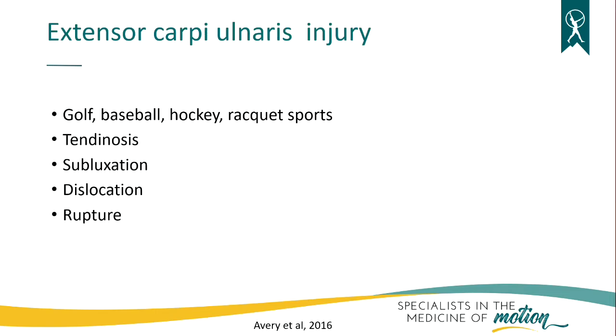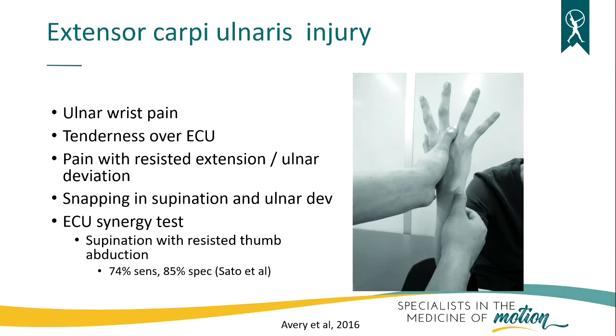The ECU tendon is more commonly aggravated in racket-type sports or baseball or hockey, and you may see a full spectrum of tendinitis or more degeneration. You may see subluxation, where the retinacular sheath that houses the tendon has been injured, and so then that tendon slips and pops. You may see a frank dislocation in a hockey player, or you may see complete rupture at times. These patients typically present with pain on the ulnar side of their wrist. They may be tender on the ECU proper.